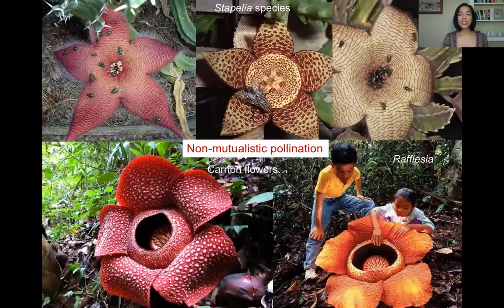This is the largest flower on Earth. That's a carrion flower, a type of carrion flower. It's Rafflesia, and Rafflesia is this large. It's the largest flower, as I said. It grows in Southeast Asia. And you can see the size compared to these children around. This is very stinky and is pollinated by flies.